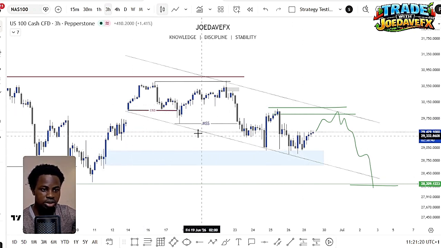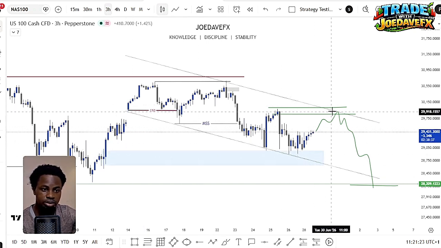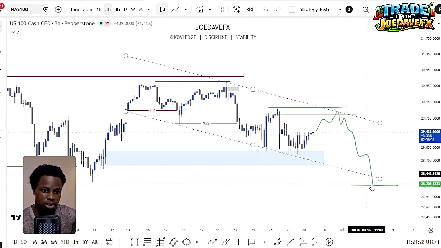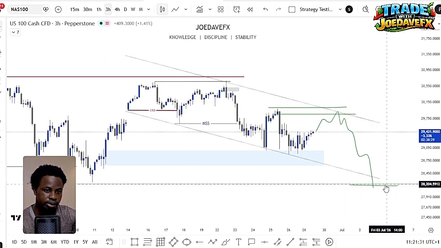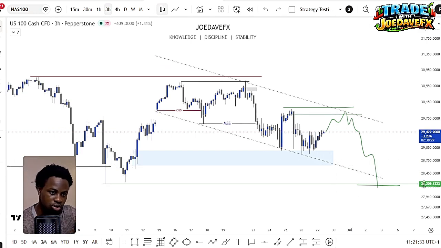We had the first touch here, I mean this second touch, and this is the third touch. So now we are pushing back up here to give the second touch for the upper part. And once we get here, I'm expecting price to touch it, and then go back to the bottom of this place. So this is what I'm expecting on NAS100, nothing much.